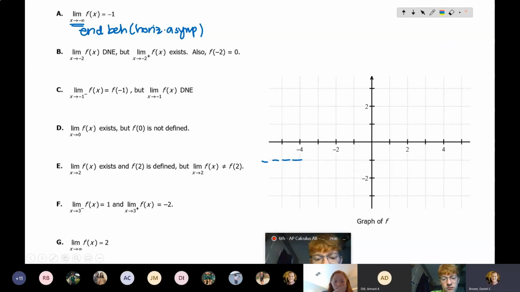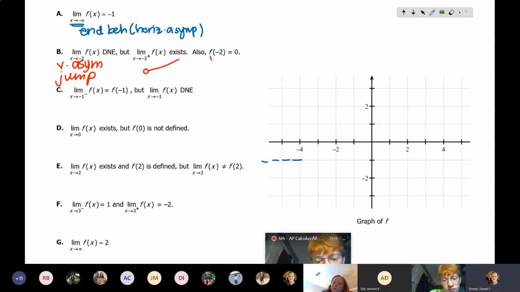It says the limit as x goes to -2 does not exist, but the limit as x goes to -2 from the right does exist. So if the limit doesn't exist, we could have a vertical asymptote, or there could be a jump. That's what that information tells me. It does tell me the limit as you come in from the right-hand side exists. So I know if I come in from the right, that is going to exist.